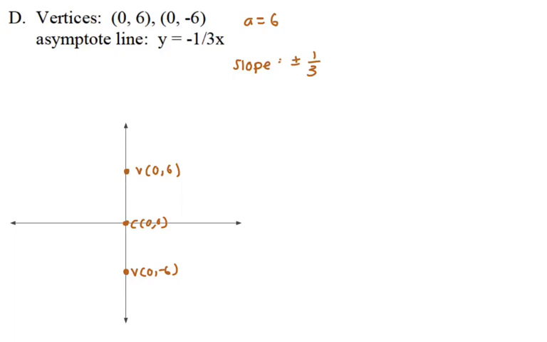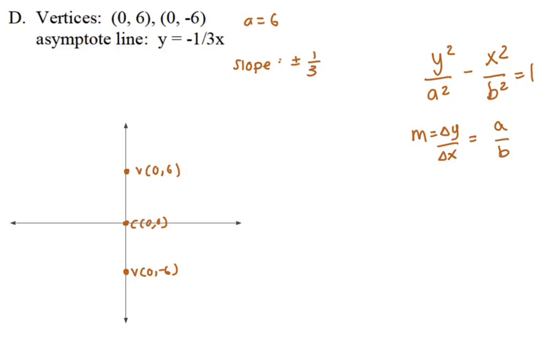I know that our hyperbola is going to face up and down, because the vertices go up and down from the center. So that means that the y term is positive. This is the general form of this hyperbola. If we're looking at the slopes, remember slope is always change in y over change in x. So in this case, the slopes are going to be a over b, a ratio of 1/3.